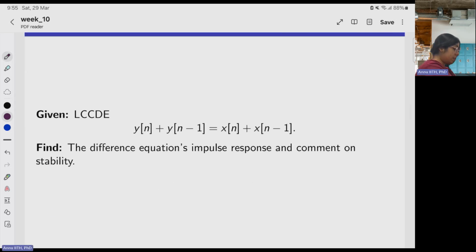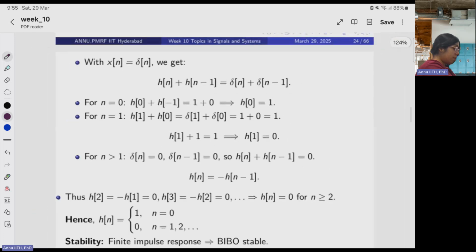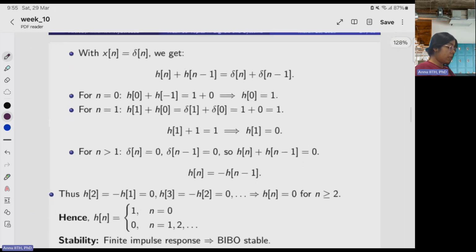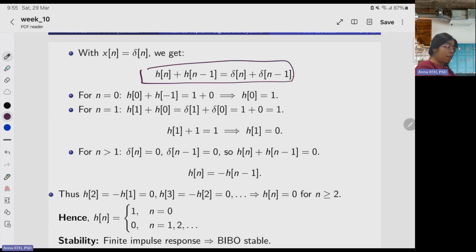Okay, so let us find out. So we take x of n is equal to delta of n. We get h of n is equal to delta of n plus delta of n minus 1. And for n is equal to 0, what do we have, and for n is equal to 1, what do we have? Then we will define it for n greater than 1.